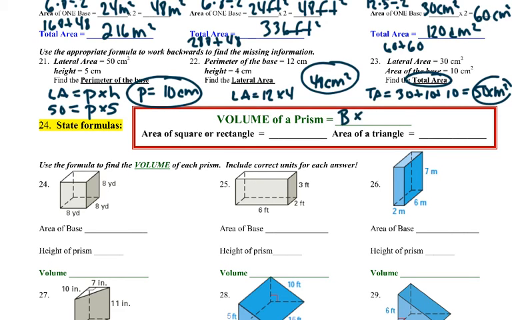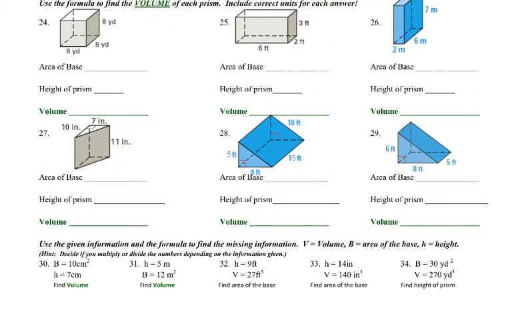Volume of a prism, area of the base times height. Remember, capital B always means area of base. So if the base is a rectangle, it's base times height. If the base is a triangle, base times height divided by 2. So here the area of the base is 8 times 8, or 64 yards squared. The height connects the two bases is 8 yards, and I'm going to multiply 64 times 8, 512 yards cubed.